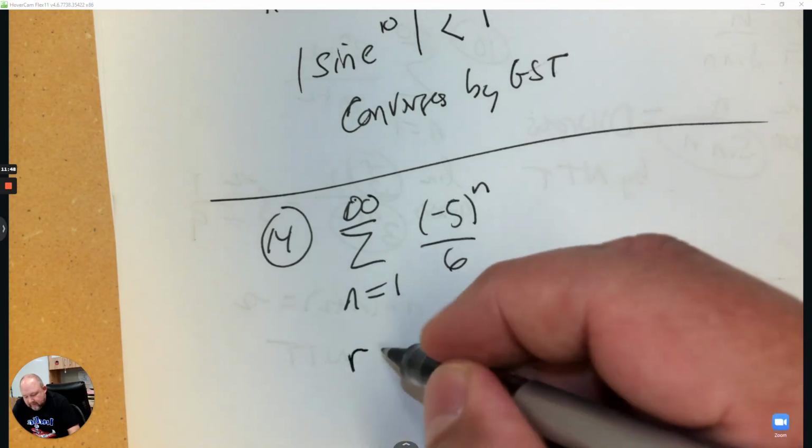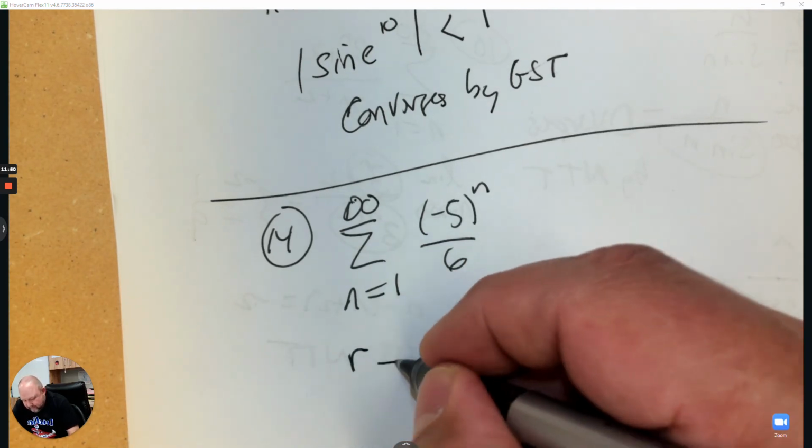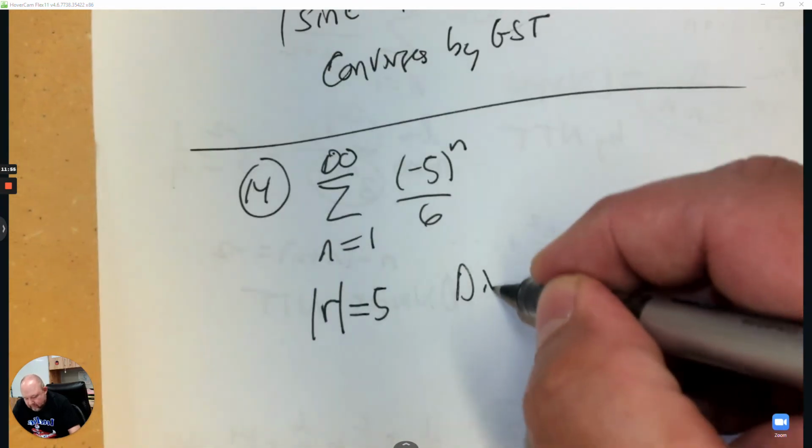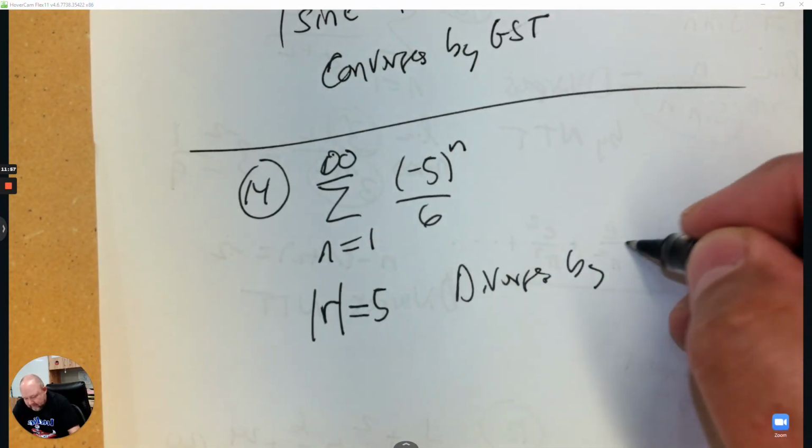So the base there, the absolute value of it is 5. So that means it diverges because that's larger than 1.